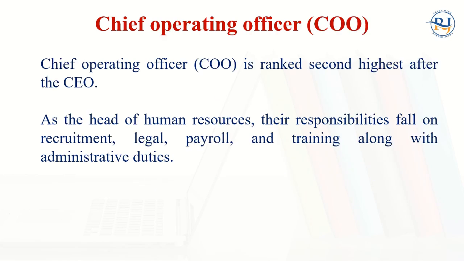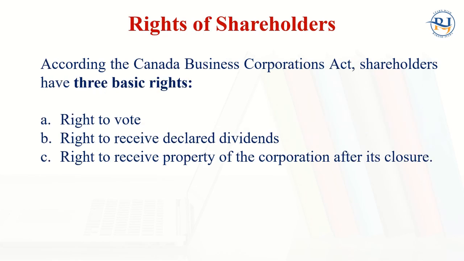COO, the Chief Operating Officer, is the third one. The COO is ranked second highest after the CEO. As the head of human resources, their responsibilities fall on recruitment, legal, payroll, and training along with administrative duties.